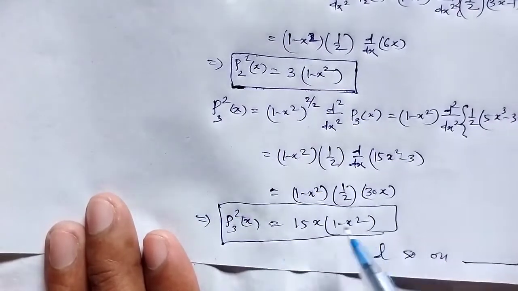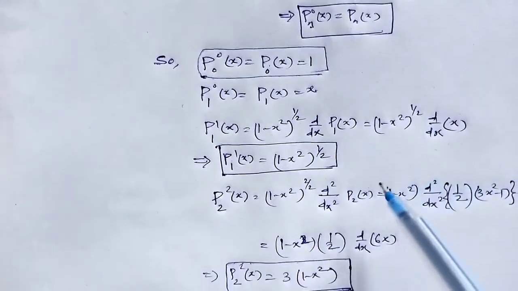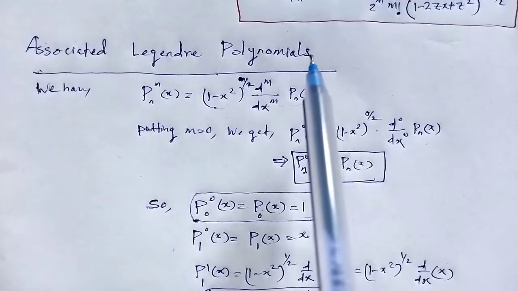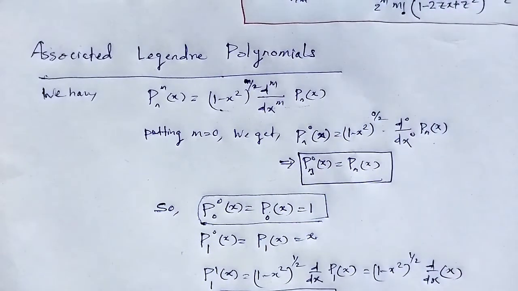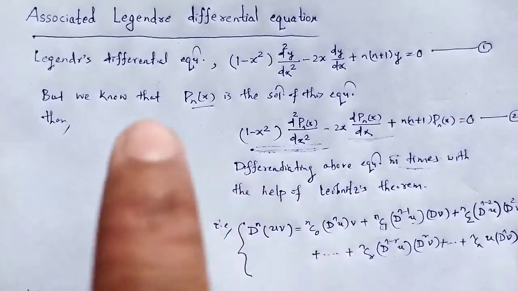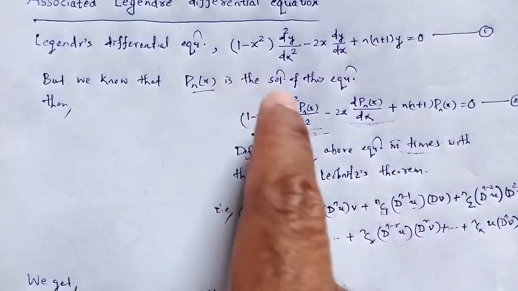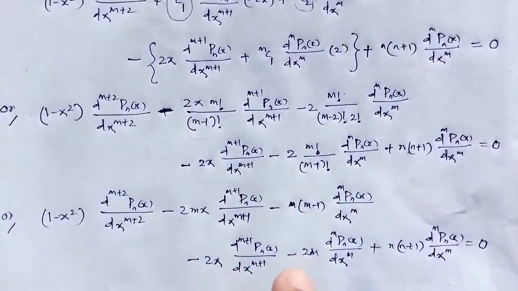This is the value of another associated Legendre polynomials. These are the values of associated Legendre polynomials by using the Rodriguez formula of associated Legendre differential equation. So, with the help of this video lecture, we understand what is that of associated Legendre differential equation. We started from that of Legendre differential equation, putting in the solution and continuing by using Leibniz theorem, just simplify it.